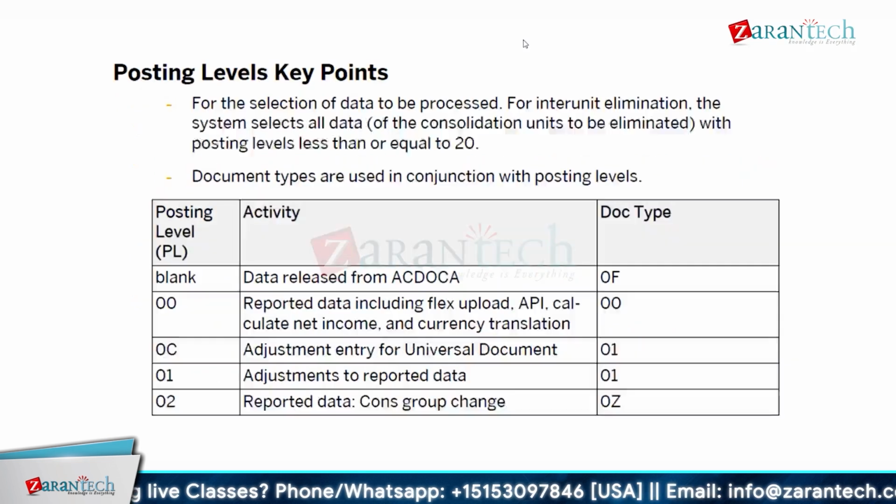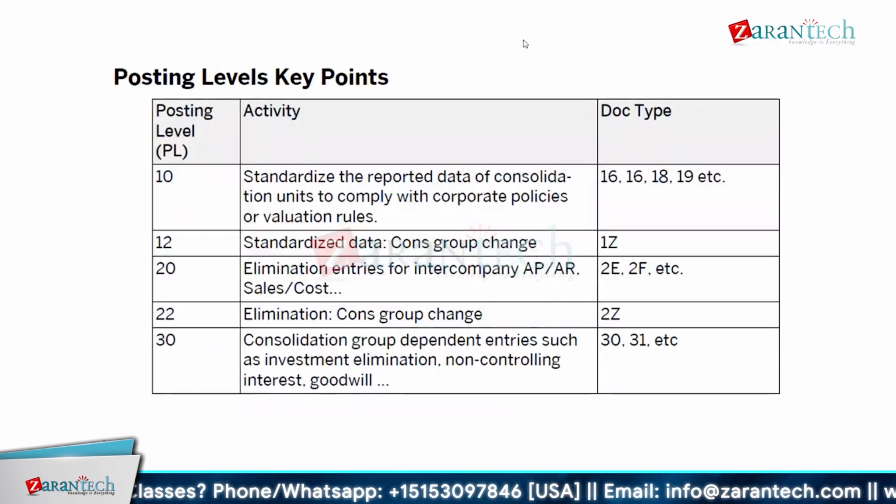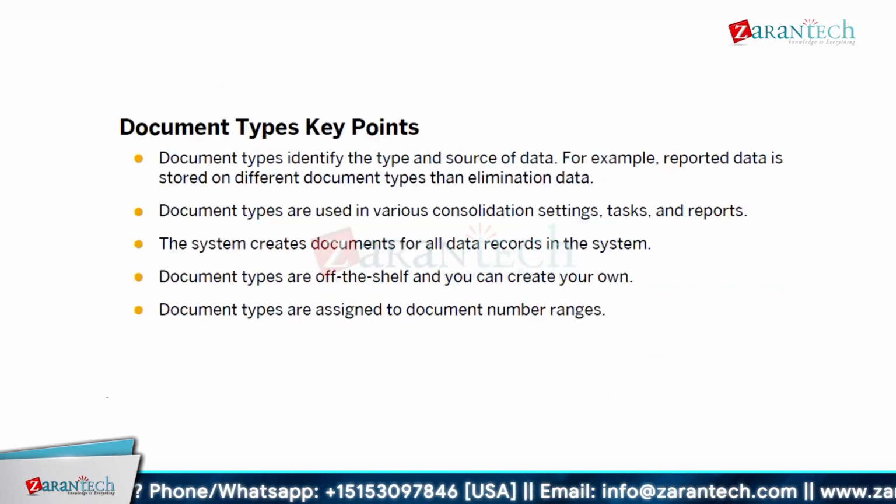As we said, we are going to make postings at different levels. Okay. The document type identifies the type and source of data. For example, reported data is stored on different document types. Then elimination. That means for every activity we perform, like in finance, we have a document type. In group reporting also, for everything we have a document type. Document types are used in various consolidation settings, tasks and reports. That means everywhere we use a document type.